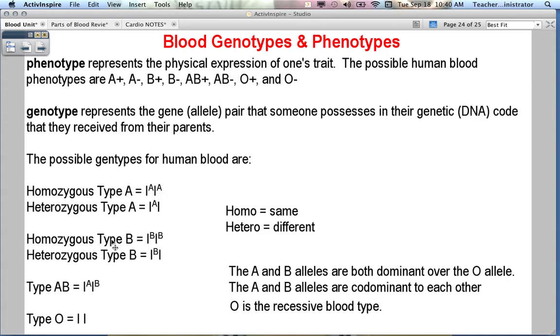Homozygous type B is working the same way. It's just now you either have 2 parents coding for you to make the B antigen, or one parent codes for you to make the B antigen and the other one codes for you to make no antigens. So again, the B antigen wins out. So you have type B blood.